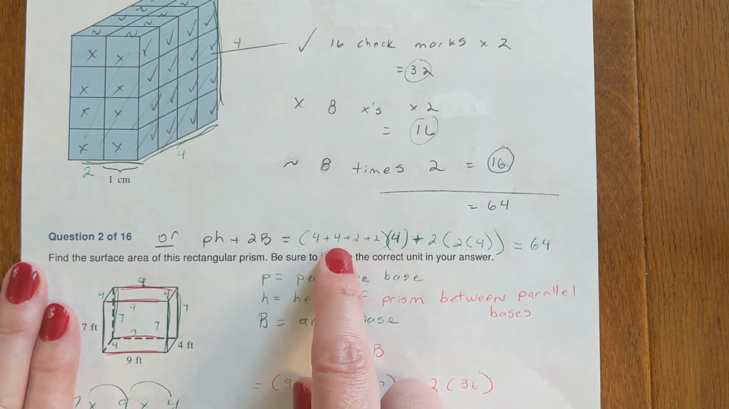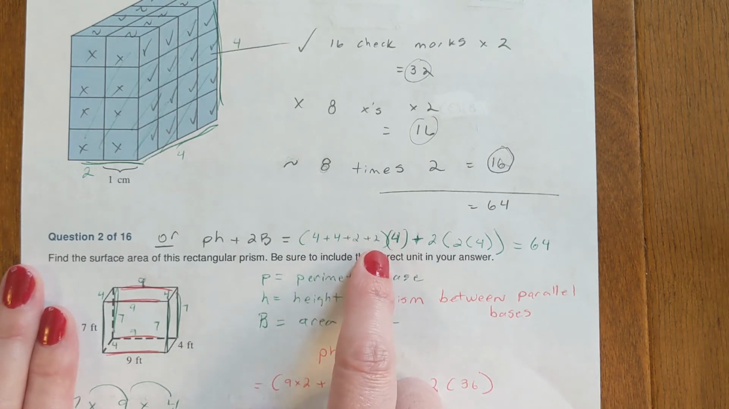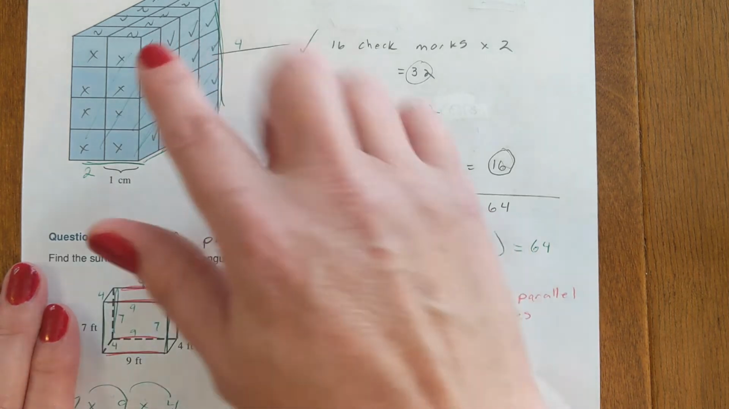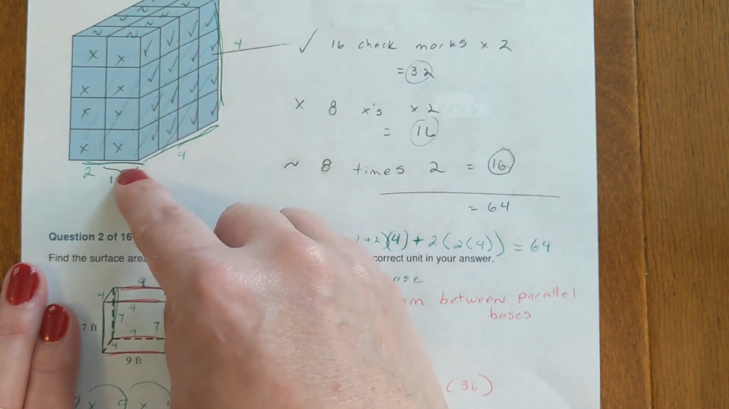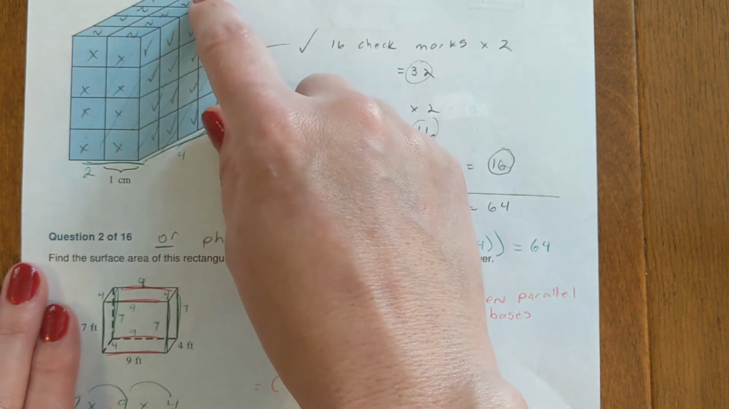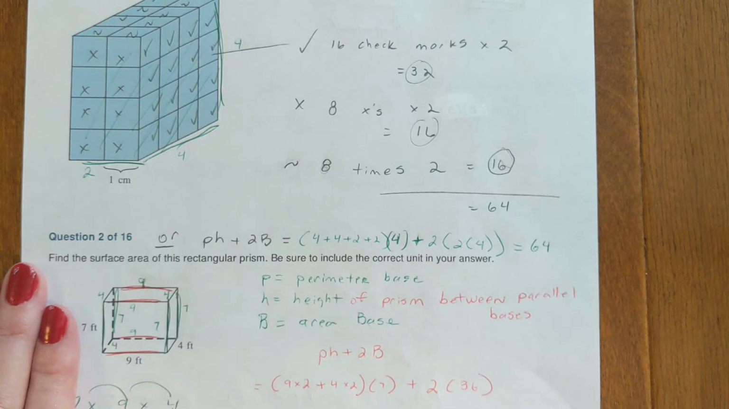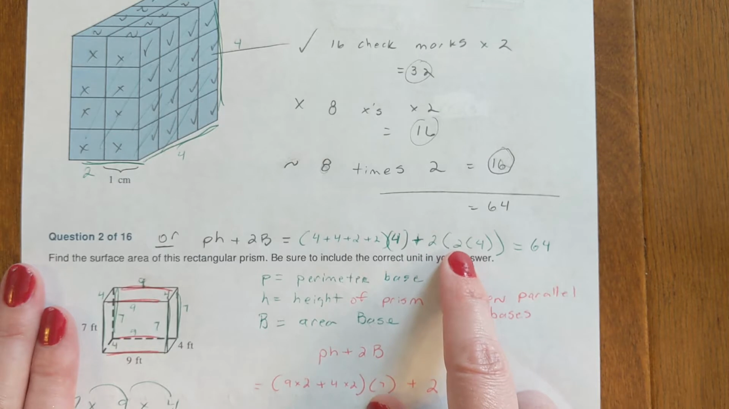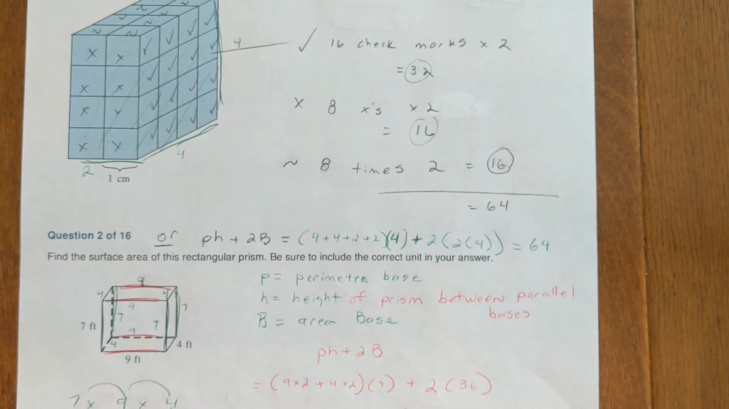Let's see. 4 plus 4 is 8, 10, 12. It has a perimeter of 12. And then times the height. H is the height of the prism between the two parallel bases. Between the top and the bottom, it's got a height of 4. 1, 2, 3, 4. And then capital B stands for the area of the base. And the area of the base is 4 long by 2, or 4 by 2, 8. So you could have also done the 2 by 4 times 2, and that gives you that same answer of 64. We're going to use that formula quite a bit, so you'll get a lot faster at it here with me.